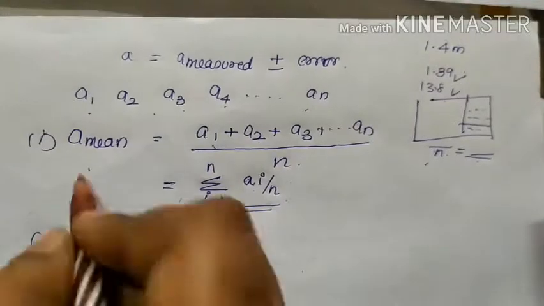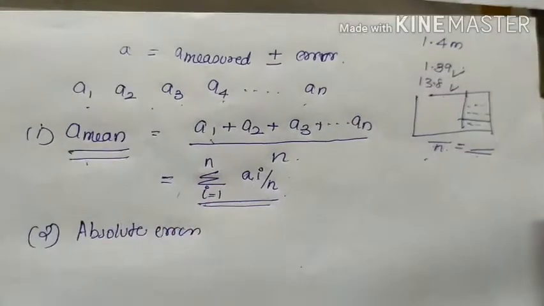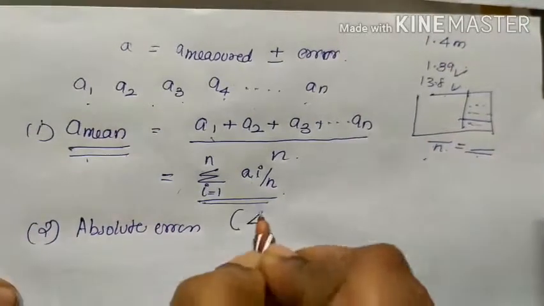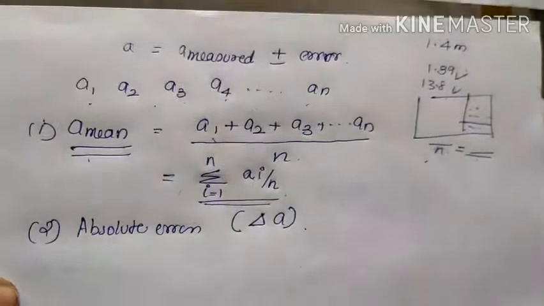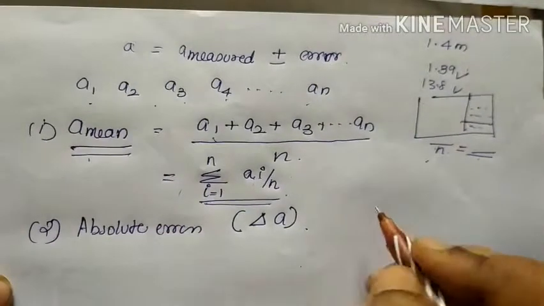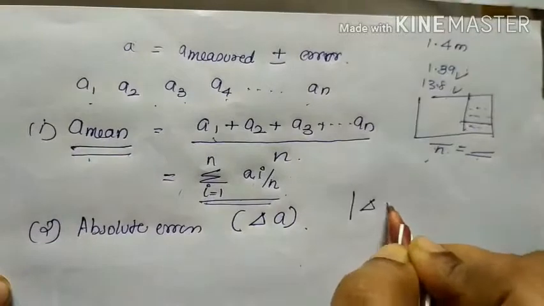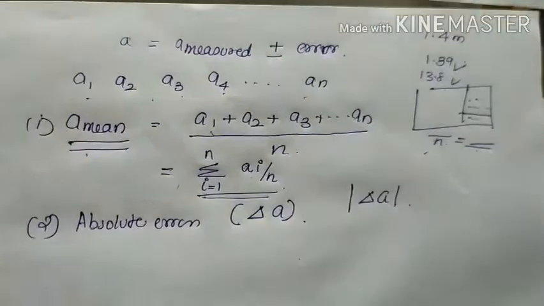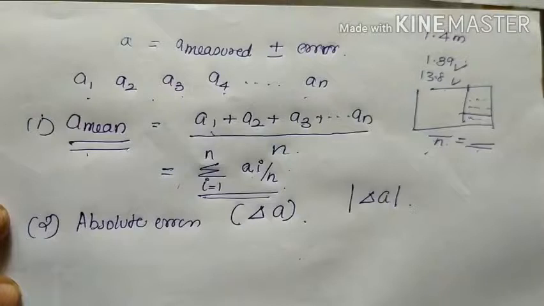Absolute error. This A mean is also known as true value. I hope you remember that. So what is an absolute error? Its symbol is delta A. Right. So what is absolute error, guys? Absolute error is usually in modulus, that means positive values. The difference between each individual measurement and the true value is known as absolute error.